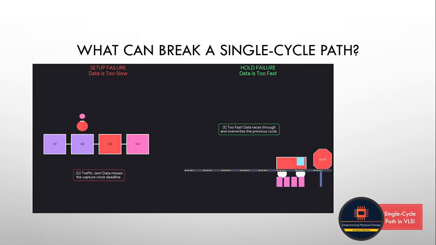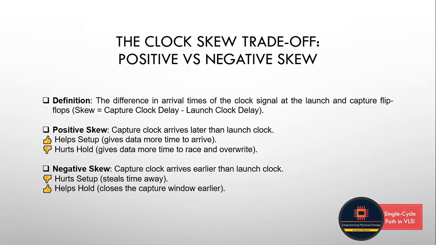I'll give you an example after some time. If you see, when we have a positive skew, the capture clock arrives late. That acts as a friend to setup because it pushes the deadline out, giving our slow data more time to travel. But it is a massive enemy to hold. Why? Because the capture register stays open longer. Fast data can easily crash onto it and ruin our chip.